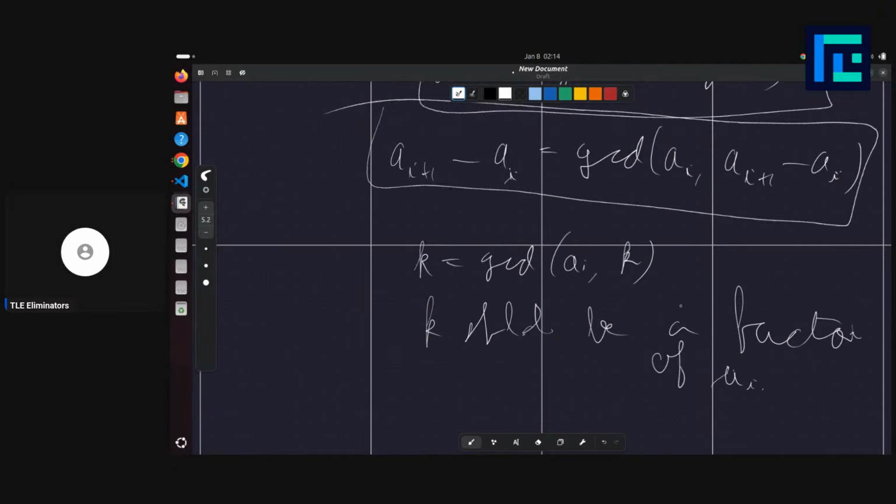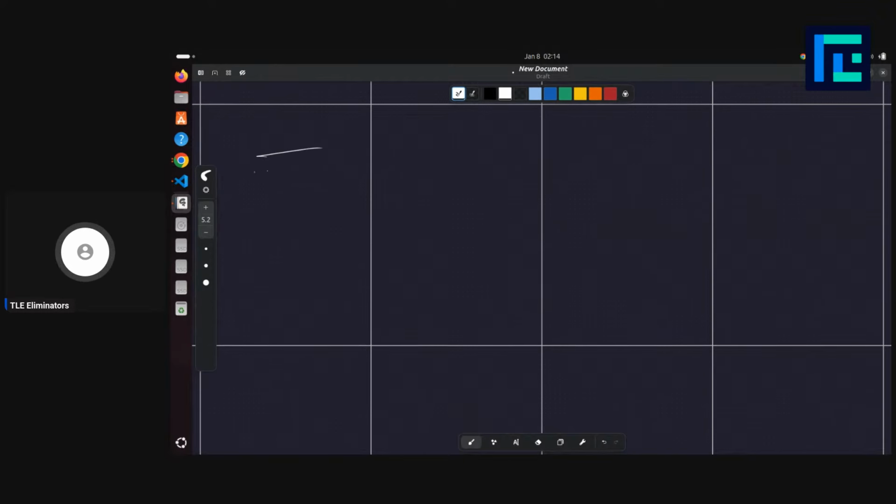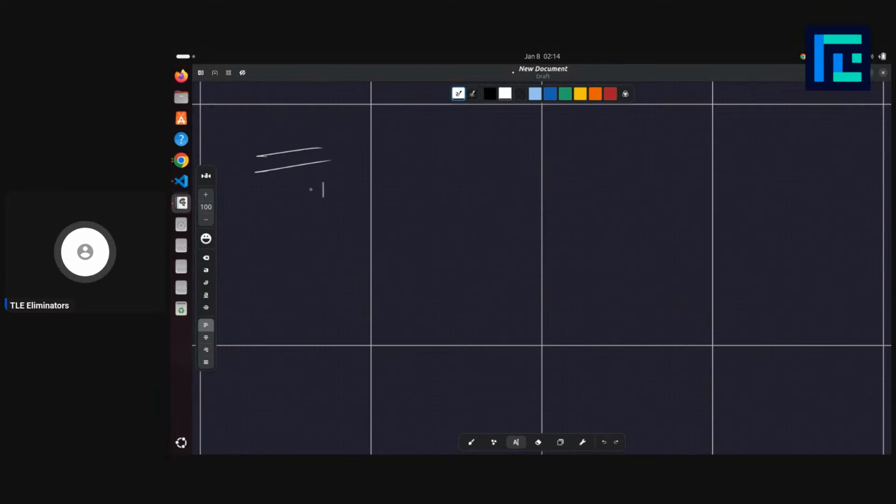Okay, that is the thing. So basically, the difference, a(i+1) minus a(i), should be a factor of a(i). Okay, so basically, the final condition that we got from this equation is that a1 should be equal to 1.